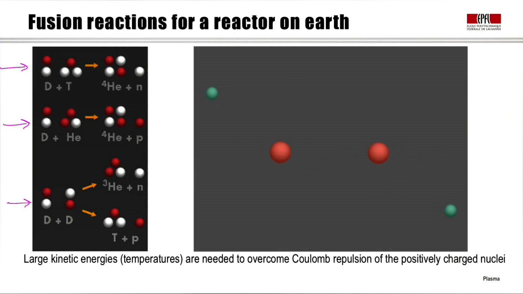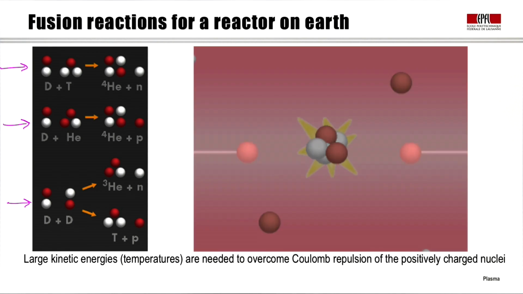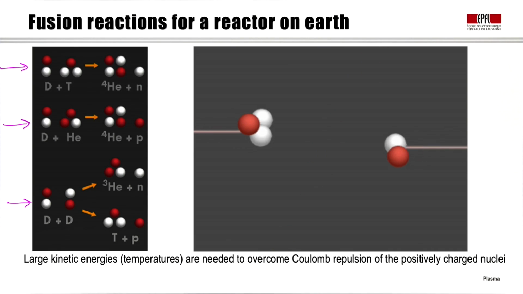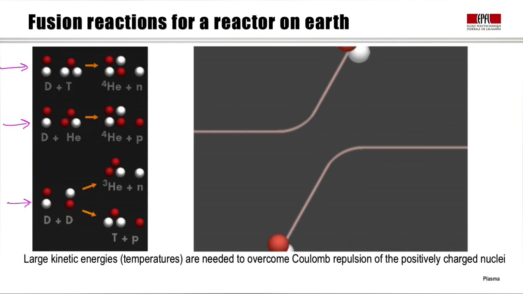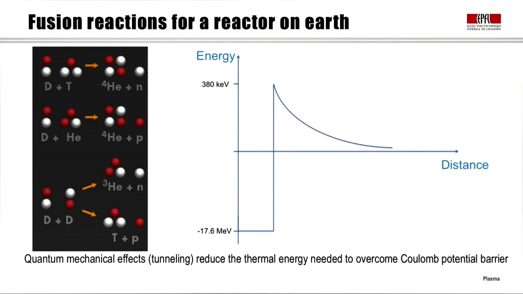So when I say the motion is to be fast enough, or the collision strong enough, or energetic enough, I mean that the temperature has to be large enough. If the temperature is large enough, this random motion of the particles is very fast, and therefore collisions are energetic enough for the nuclei to approach each other at a distance where the nuclear force can take over and the fusion reactions can happen. Let's look at this phenomenon in a slightly more detailed way.